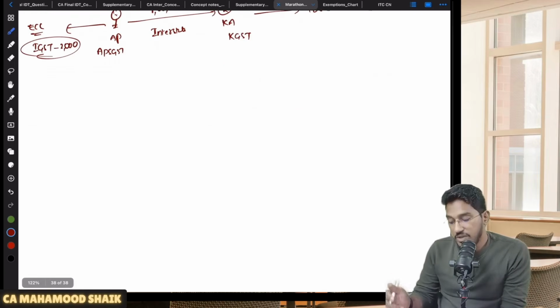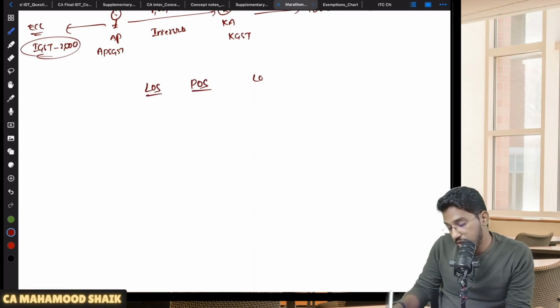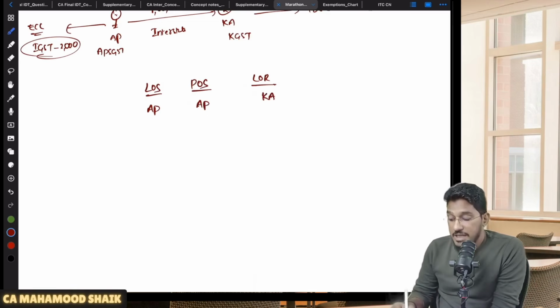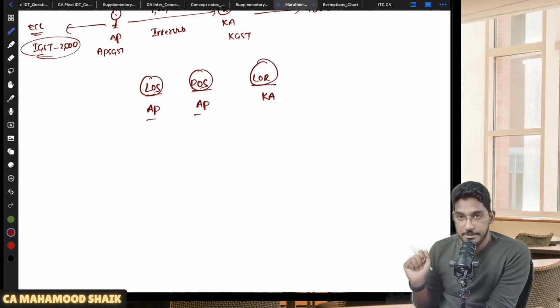Now let me take you to another case. Location of the supplier, place of supply, location of the recipient. Let us say location of the supplier is in AP, place of supply is also in AP, but location of the recipient is in Karnataka. That means location of the supplier and the place of supply both are falling in one state which is different from the state or union territory of the recipient.